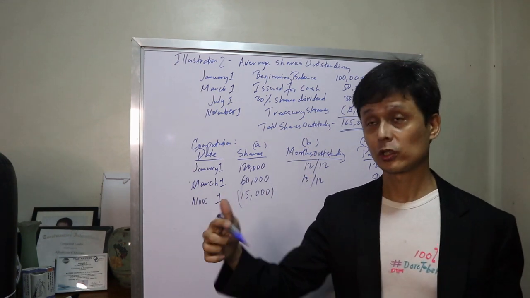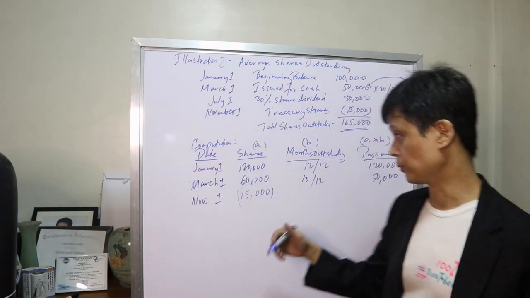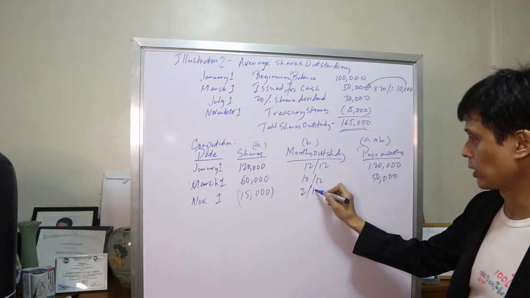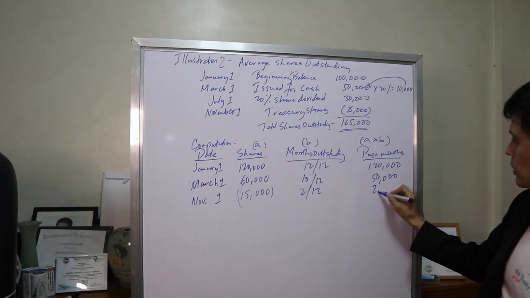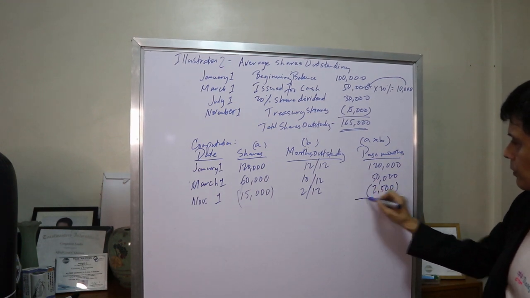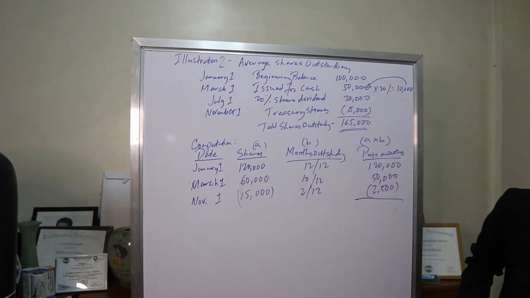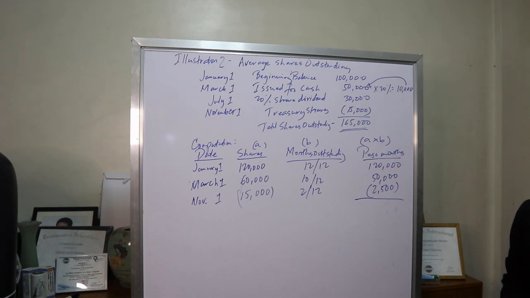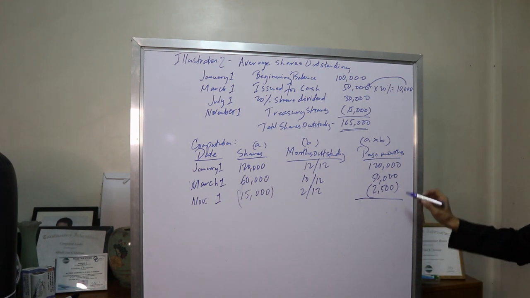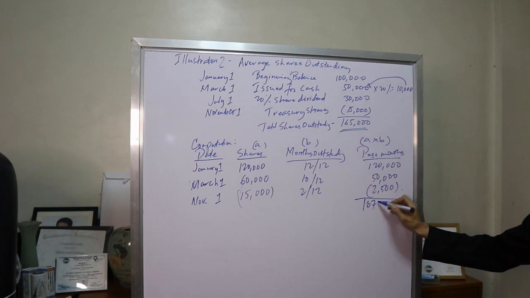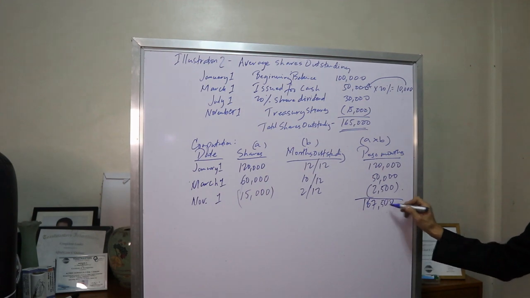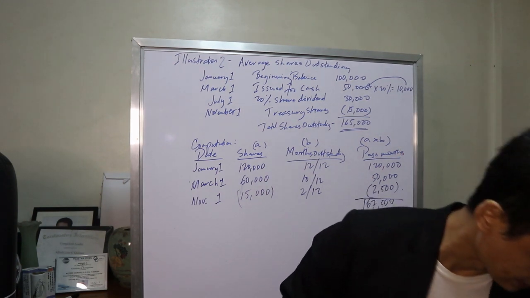So, that would be computation niya since November, December. So, 2 months yun kasi buong November and buong December. So, that would be 2 over 12. Okay, so that would be 2,500. So, this would be negative. So, kunin na natin yan. So, this would be the average. So, 120 plus 50 plus 2,500. So, that would be 167,500. So this is the average for this kind of computation.